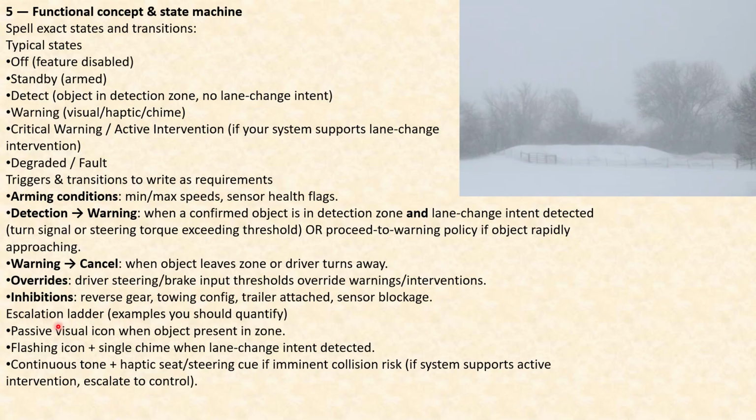Now talking about the escalation ladder, examples you should quantify. The first step is a passive visual icon when an object is present in the zone. So when the object is present in the zone, there must be a passive or mild visual icon. Then a flashing icon plus a single chime when lane change intent is detected. So as lane change intent is detected, this slightly escalates into a flashing icon or a single chime. And the next step is a continuous tone plus haptic seat or steering cue if a collision is imminent, and if the system supports active intervention, escalate to control.